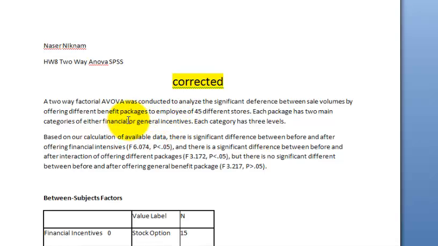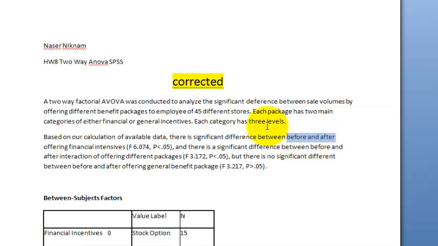I got to apologize. I switched the name from general to financial right in the middle of the darn thing. But one was they got free dental, more vacation, and increased medical. And then for the financial side, it was either stock options, more commission, and increased retirement. Okay, so put those in there. Put the levels in there. Okay, so based on the calculations, there is a significant difference between.